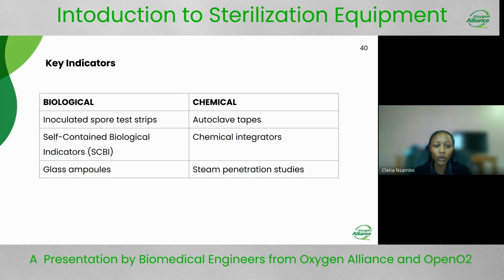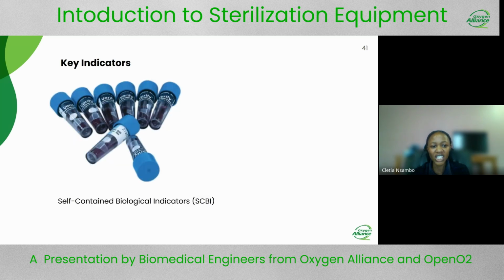Here, these are just examples. In the table, we just have examples: inoculated spore test strips, self-contained biological indicators, and glass ampules. The glass ampules are the test strips that are used when you're sterilizing a liquid. That's a special thing about the glass ampules. While for the chemical ones, you have autoclave tapes, chemical integrators, or steam penetration indicators. There are more types of indicators. Different companies, or manufacturers rather, have different types of indicators. So this is just an example of the indicators.